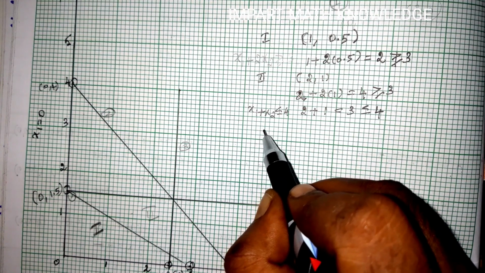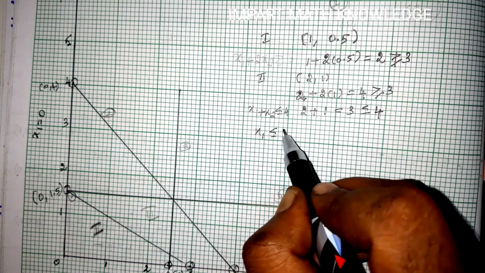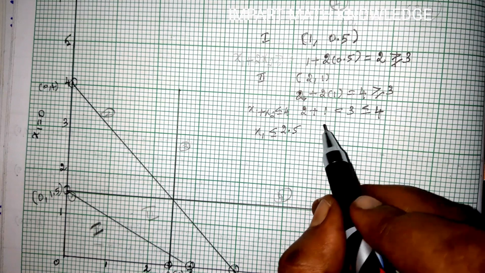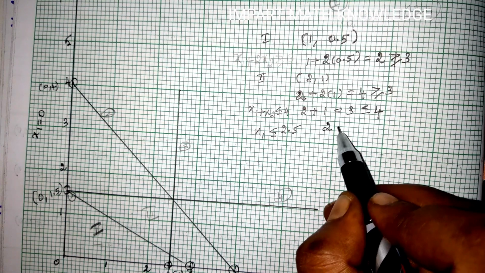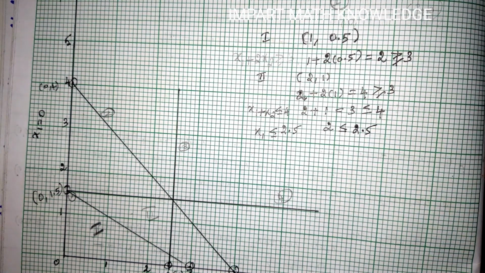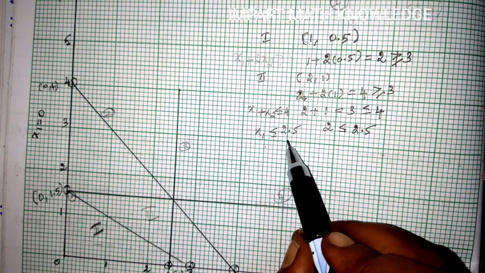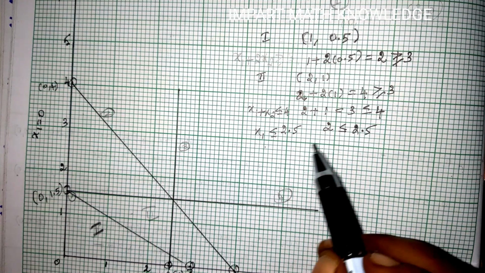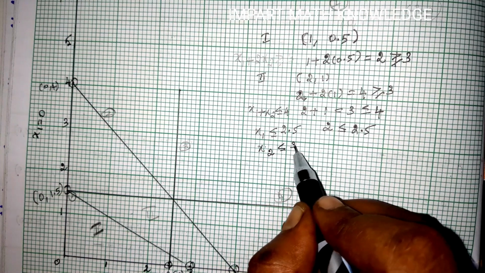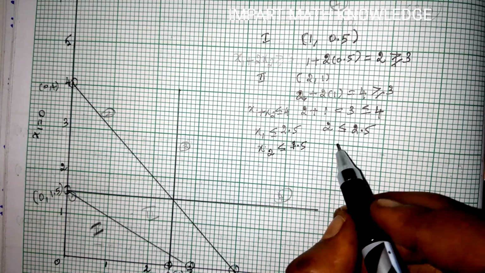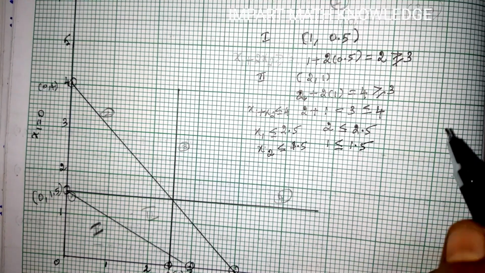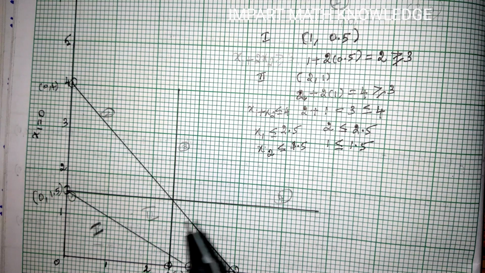Next constraint is x1 less than or equal to 2.5. Here my x1 value is 2, and 2 is less than or equal to 2.5. Here also the condition is satisfied. My fourth constraint is x2 less than or equal to 1.5. My x2 is 1, and 1 is less than or equal to 1.5. So all the four conditions are satisfied in the second region.